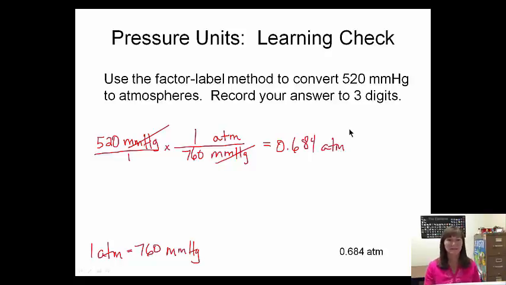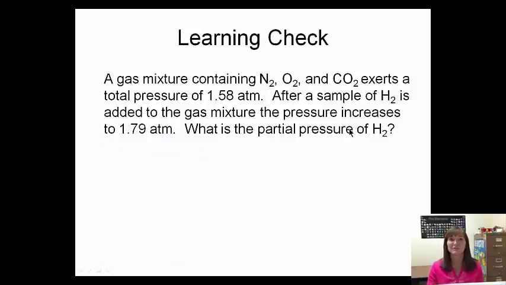All right, so be able to convert between atmospheres, millimeters of mercury, and torr. Here's a learning check on Dalton's law. It says that you have a gas mixture that contains, and I'm going to write this down as I'm reading it along, nitrogen, oxygen, and carbon dioxide, and that exerts a total pressure. So the pressure exerted by my nitrogen plus the oxygen plus the carbon dioxide is equal to 1.58 ATM. Oh, totally did that wrong.